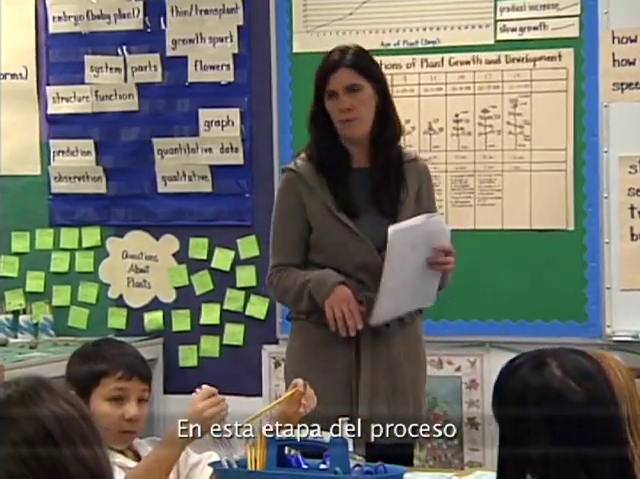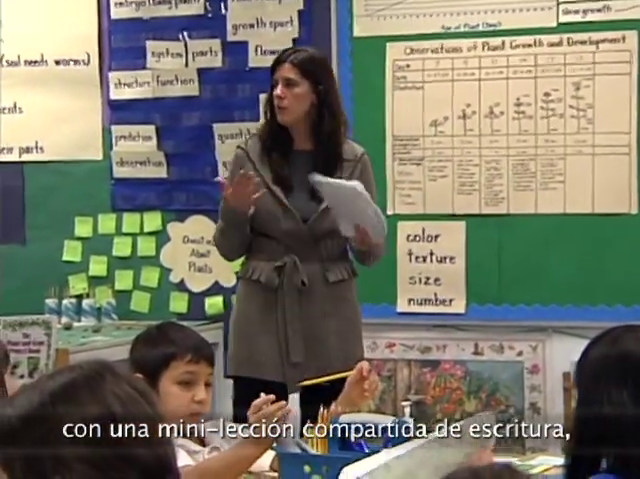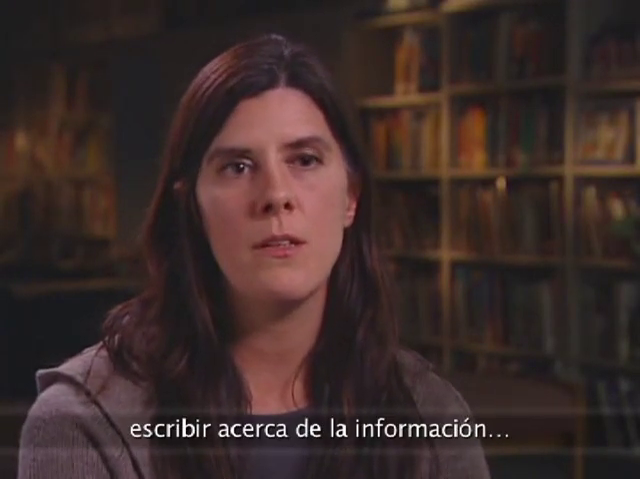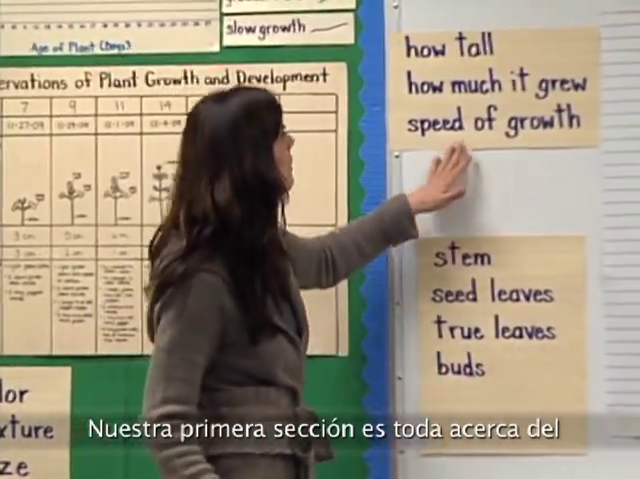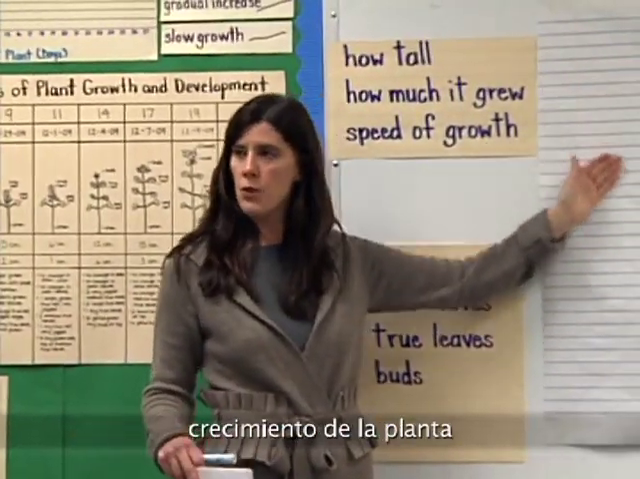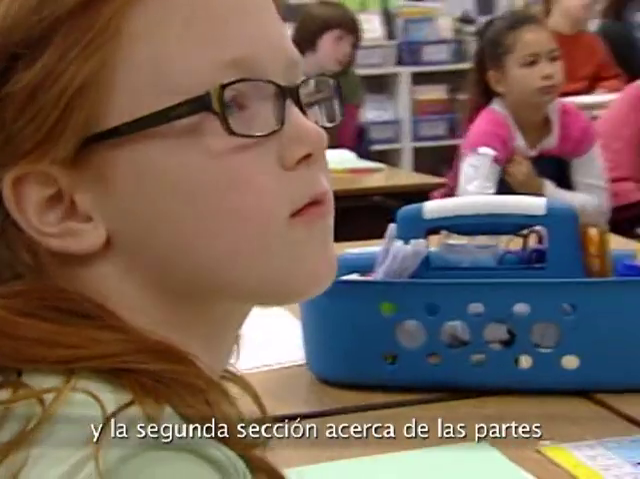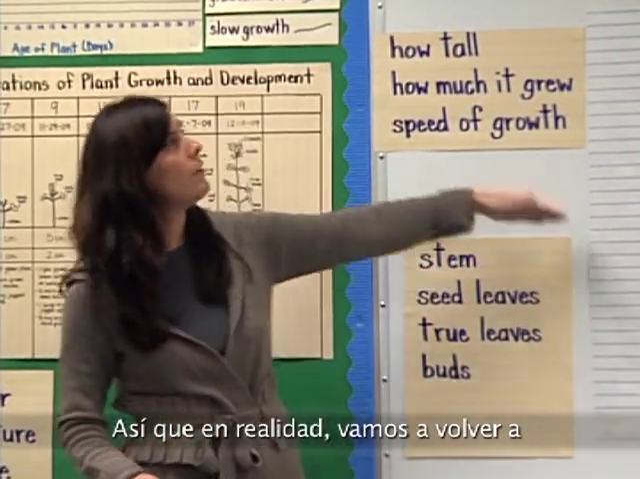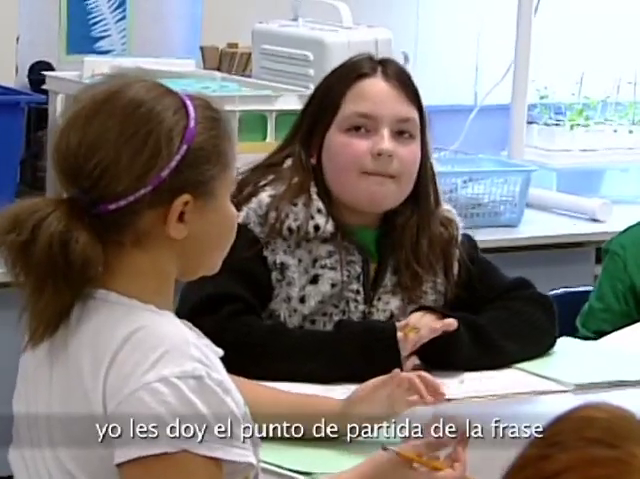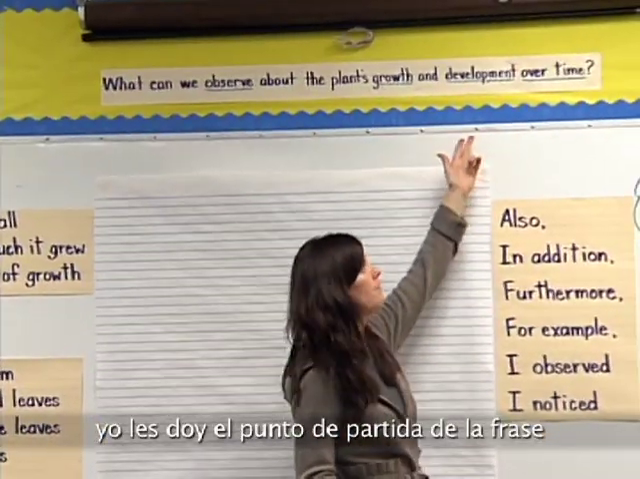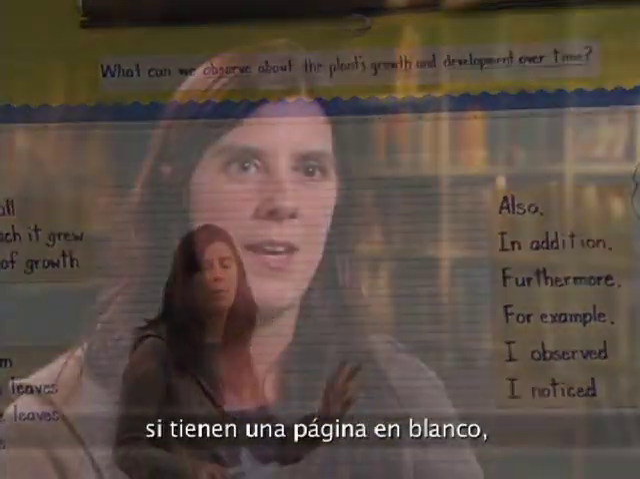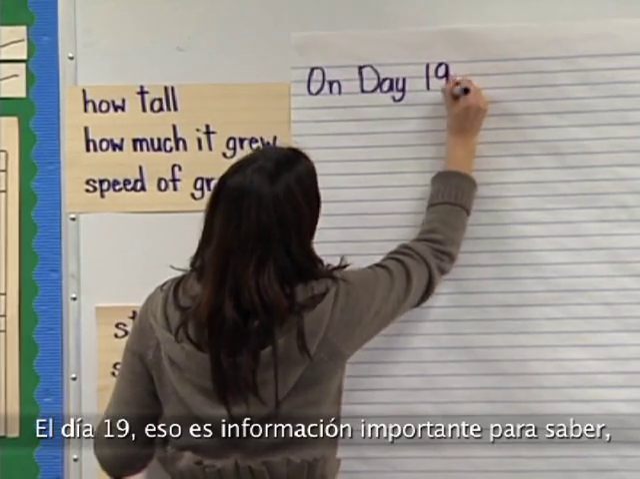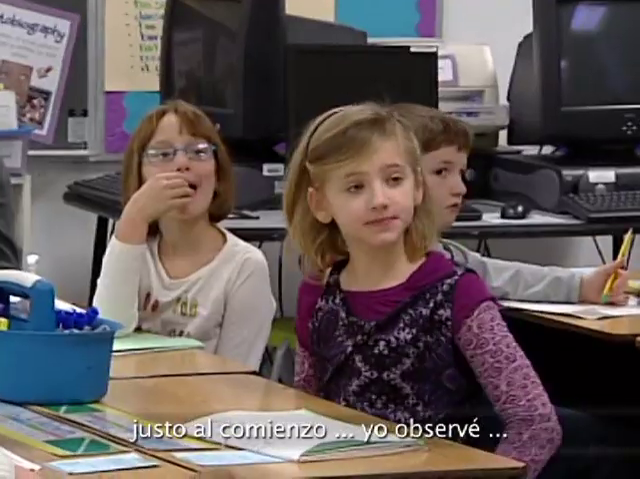At this stage in the process, a shared writing mini lesson, I'm providing the structure of how to write about the information. And our first section is all about the growth of the plant, and our second section is all about the parts that developed. So really, we're going back to our focus question, and I give them the general opening statement because often we find that if they have a blank page, it's very difficult to start. On day 19, that's important information to know right off the start.